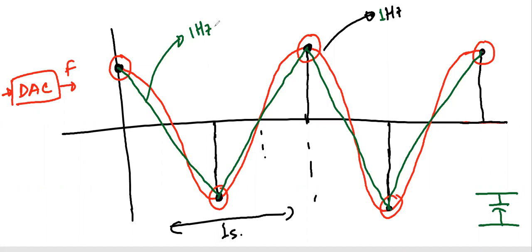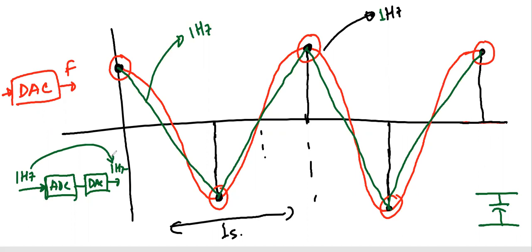It can be. Before the sampler, I mean the analog to digital converter, the input frequency is 1 hertz. After the analog to digital converter, you are putting the digital to analog converter. What is the output? The output is 1 hertz. So that means you can retrieve your signal back. So you don't have any aliasing.